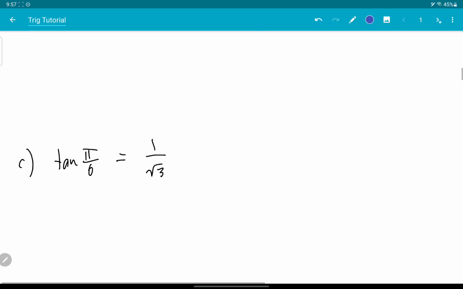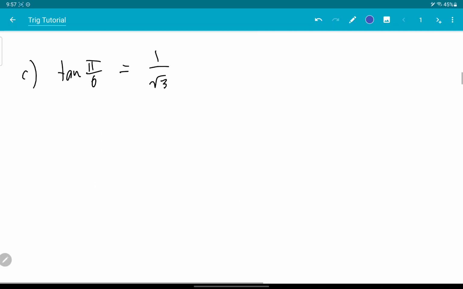Tan. What about tan? Well, tan of pi over 6, like I said above, I can get that from my 2, 2, 2 triangle. 1, 2, root 3. So memorize this triangle.